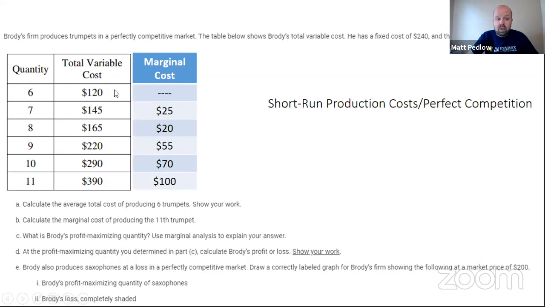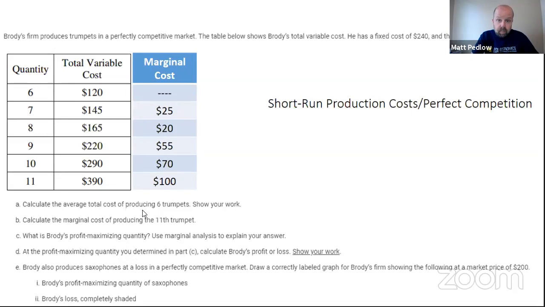Because if you added 240 to all of these numbers, the marginal cost stays the same, right? So you don't have to worry about that. So go ahead and make your marginal cost column. And once you do that, then you can start answering the questions. So once again, from 120 to 145 is 25, and then 145, and so on, right? You got all these. So A, calculate the average total cost of producing 6 trumpets.